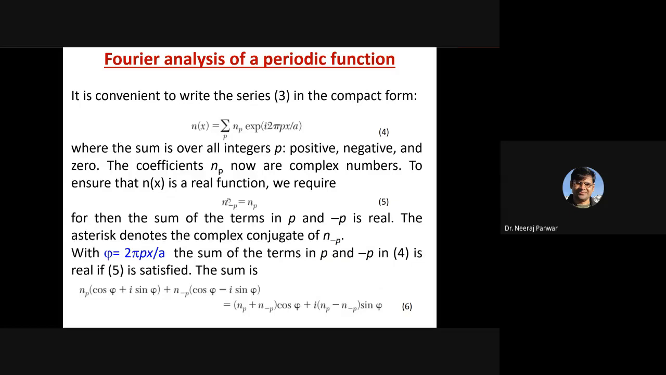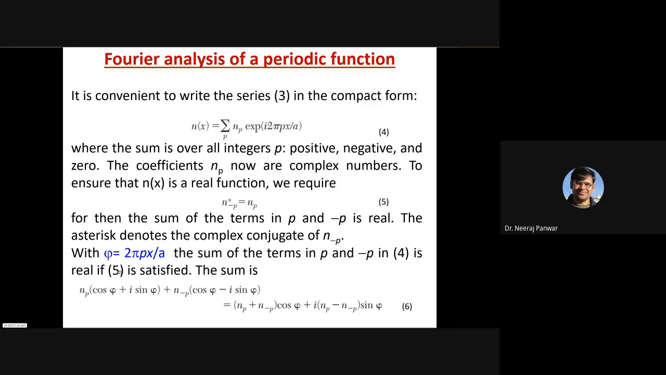So we can verify it. We are saying n_p is a complex number. So let's say n_p is equal to e to the power i p y. When we take n_minus_p, it would be equal to e to the power minus i p y. And when we take its complex conjugate, again it will become e to the power i p y. So this condition should be satisfied. That will ensure that this is a real function.